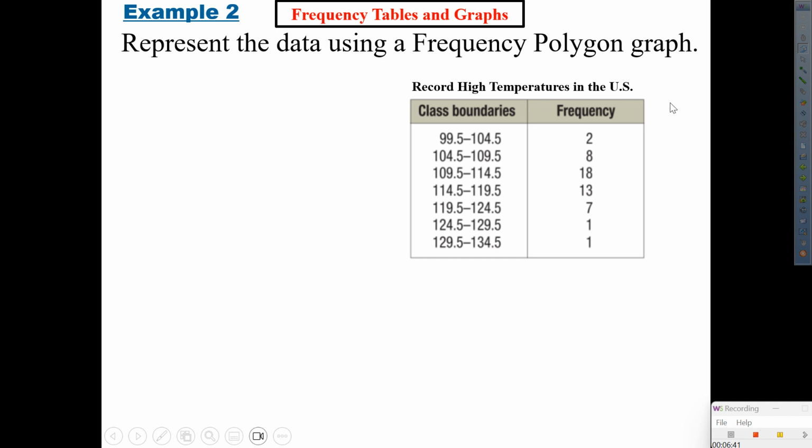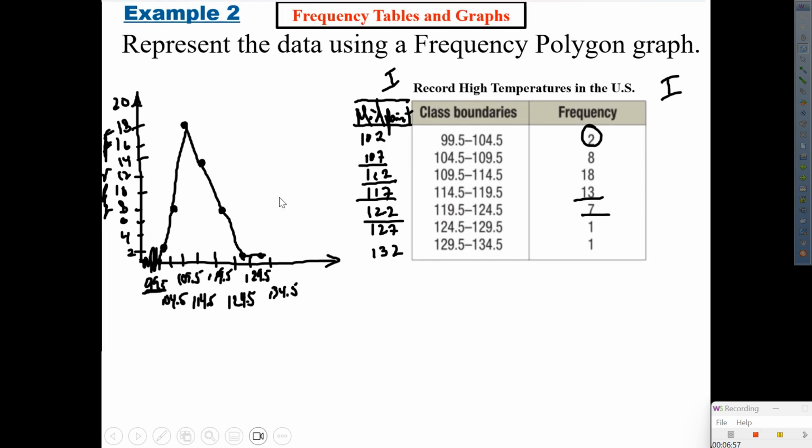Okay. Step 1, we build a table. Step 2 was what? Yeah, midpoints. And then from there we build our graph. This time we didn't use the boundaries. All we used was the midpoint and the frequency. And that's how we ended up with these points right here. At the end we connect all of the points, and that's how we make our polygon.